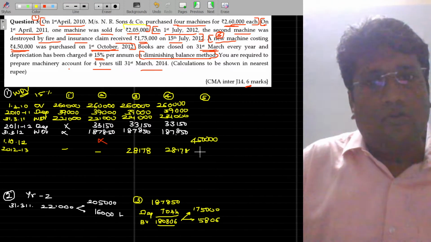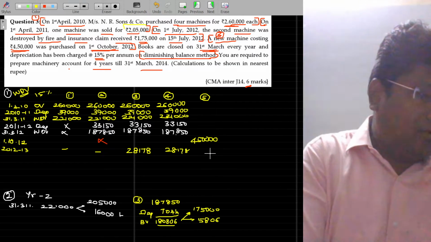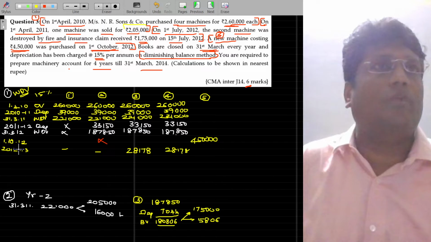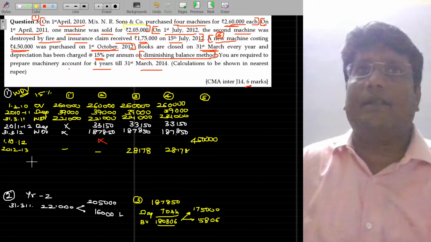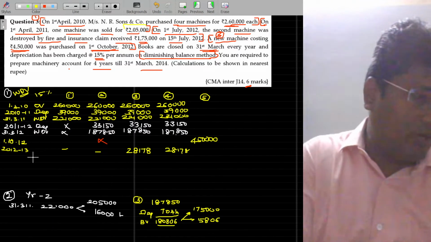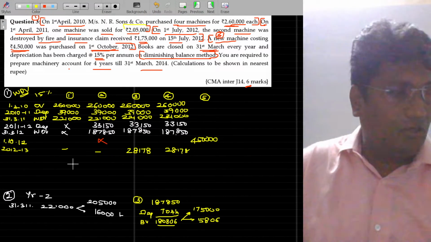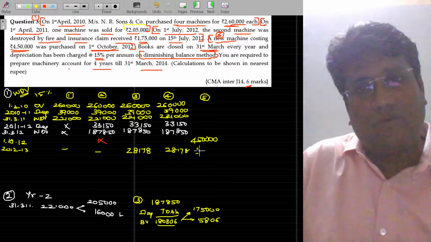In the case of the last asset, 4.5 lakhs into 15%, but it was purchased only on 1st October. So from the 1st October to the year end, half a year will be there. So you have to calculate the depreciation for the half year. The value being 33,750.